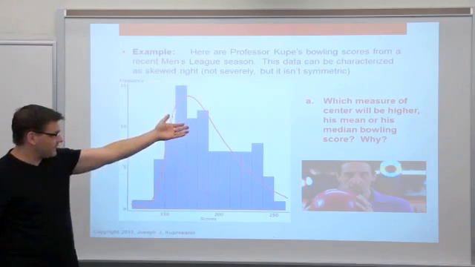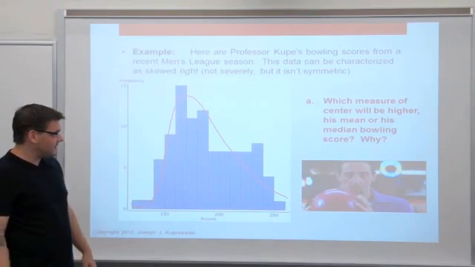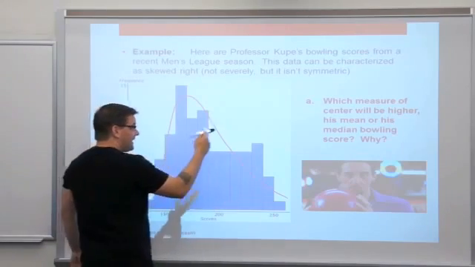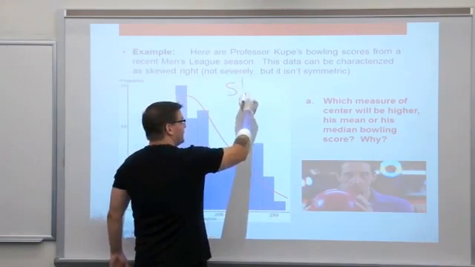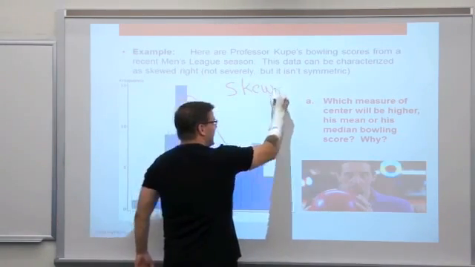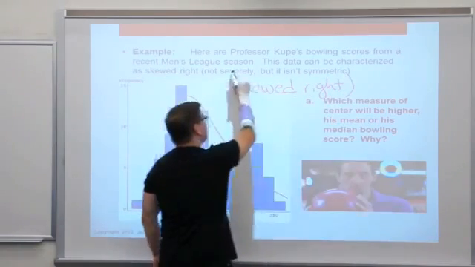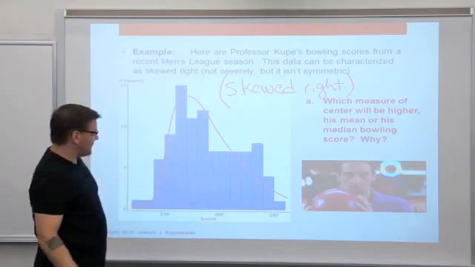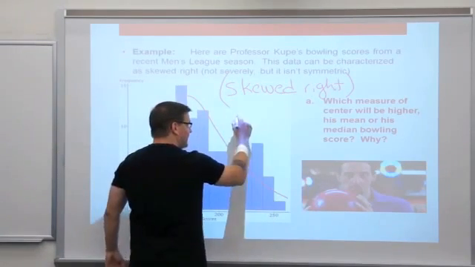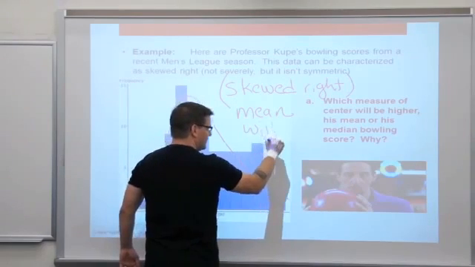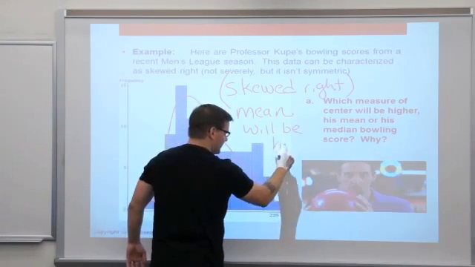And the question A here says, which measure of center will be higher, mean or median, and why? With skewed right data, median is going to be lower, mean is going to be higher. So this distribution is skewed to the right. Which will be higher? Mean will be higher.